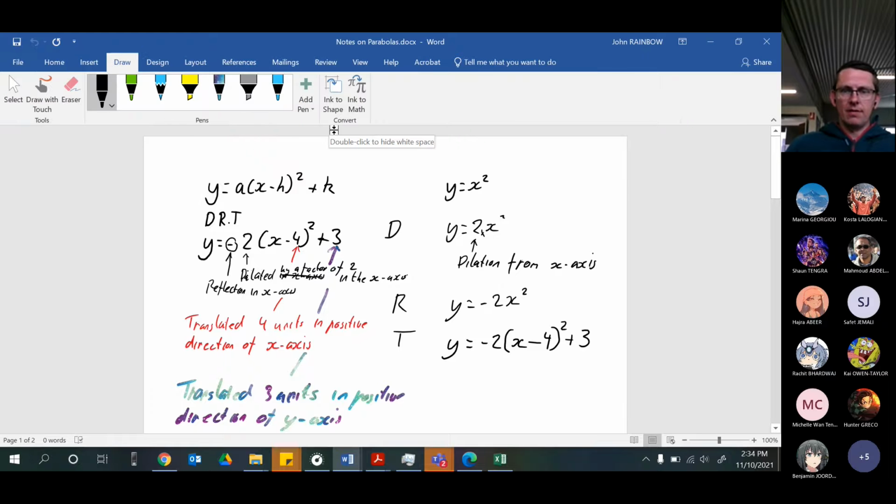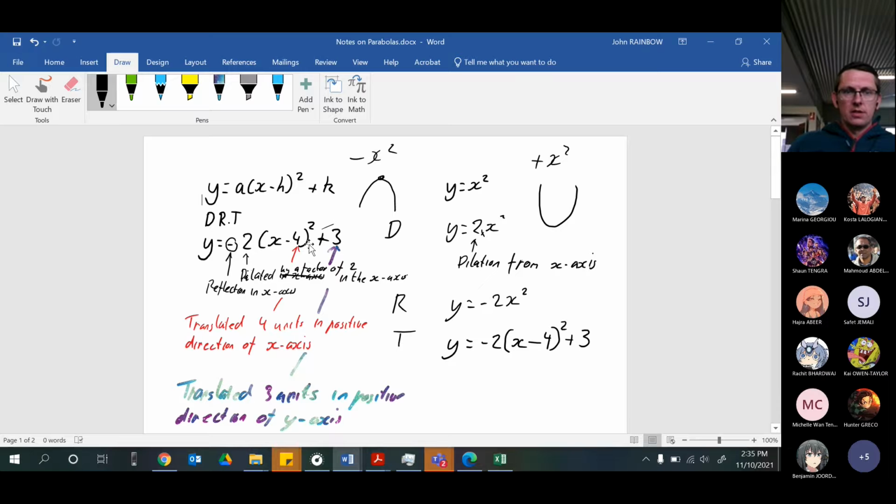If it's a negative x squared graph, it will have a maximum turning point. Whereas if it's a positive x squared graph, it would be like this. And these are the notes we went through in the last lesson.